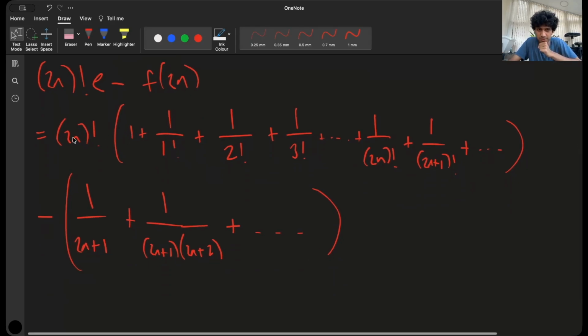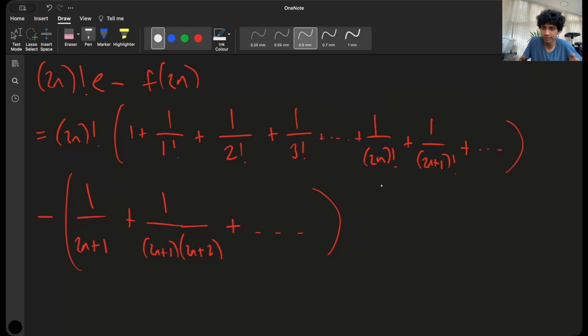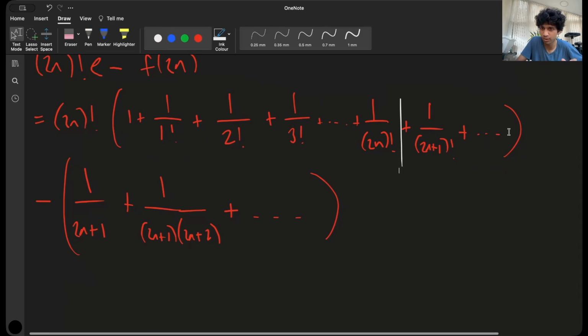So the first few terms, we get 2n factorial, and actually up until basically this point here, we sort of get integers, right? Because we have 1 over something less than 2n factorial times 2n factorial. So all the terms in the denominator are going to cancel out, and we're going to be left with integers. So we only have to basically worry about what's after this.